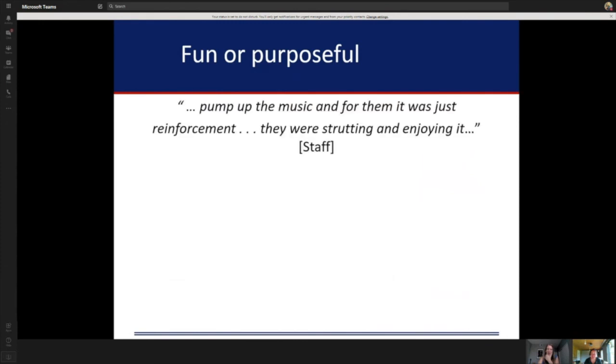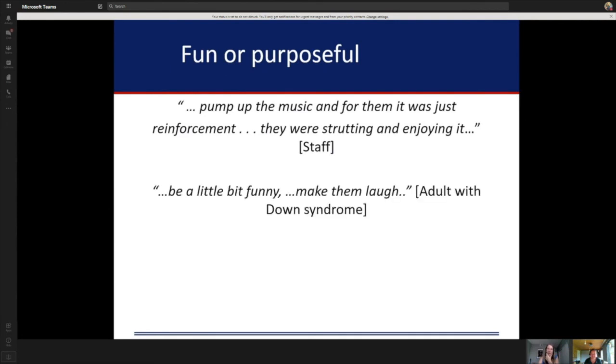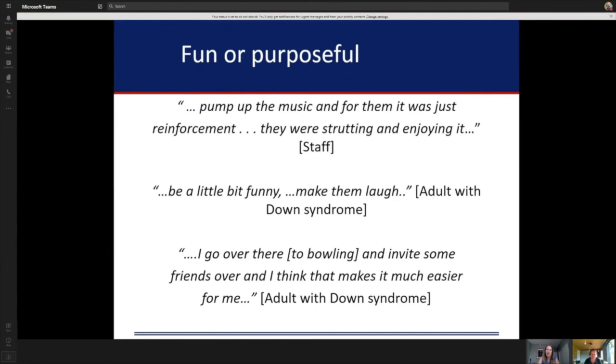Examples of fun or purposeful activities from the paper are to pump up the music, and for them it was just reinforcement. They were strutting and enjoying it, so that's a staff experience, I think one that we all recognize. An adult with Down syndrome said, just to be a little bit funny, make them laugh, so really to get a social component in there. And this is another adult with Down syndrome. She says, I go over there to bowl, or to bowling, and invite some friends over, and I think that makes it much easier for me. So adding that social component to keep that activity going is a strong facilitator.